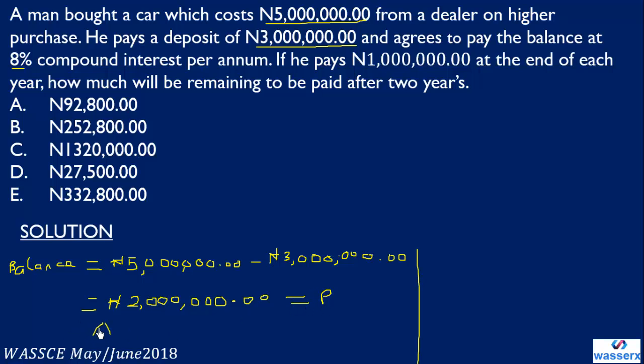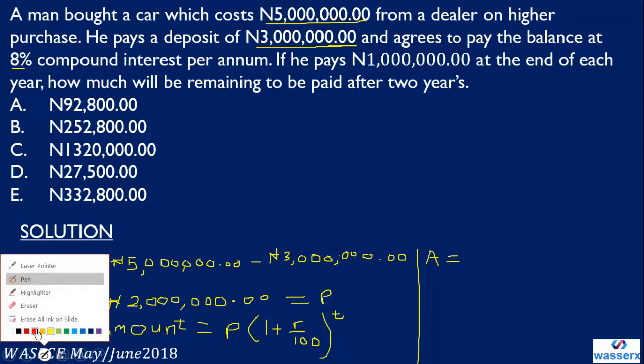8% compound interest per annum. So you know the amount is equal to principal times 1 plus r over 100, all to the exponent of t. So that is the compound interest formula.